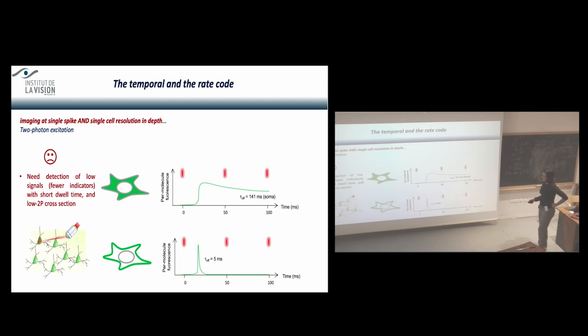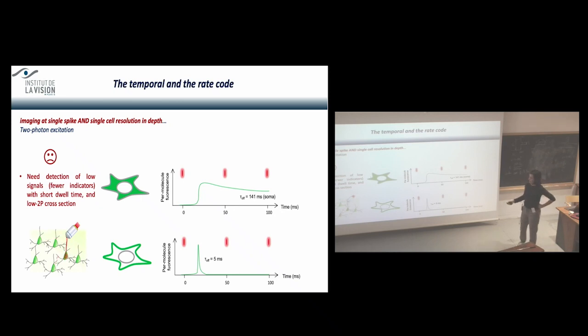First problem. Second problem, calcium indicators last very long, so you can sample your signal at a very low rate, let's say from 5 to 30 Hz, and you will still be able to follow your signal. But if I want to image this signal here, which lasts only a few milliseconds, I need to increase my sampling rate. So we need to image at the kilohertz rate. Okay, so now this is really a problem because we want to image a very weak signal.